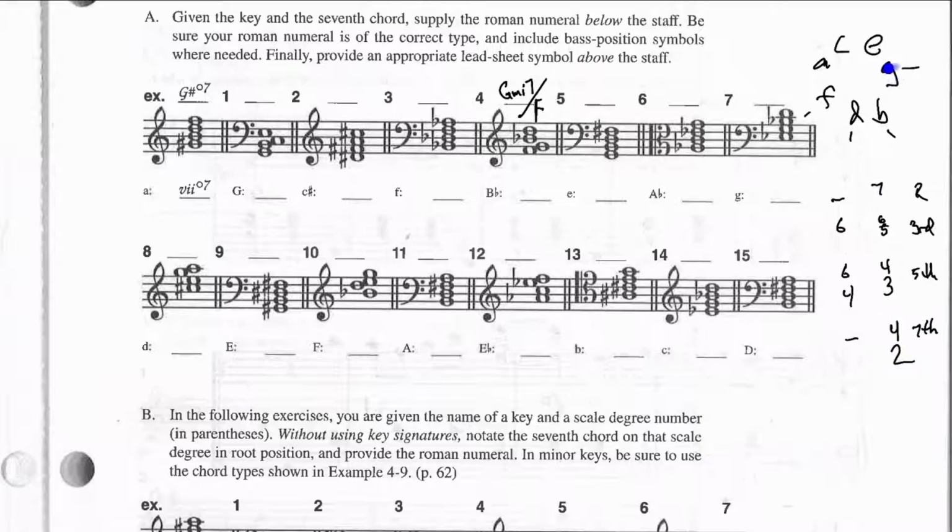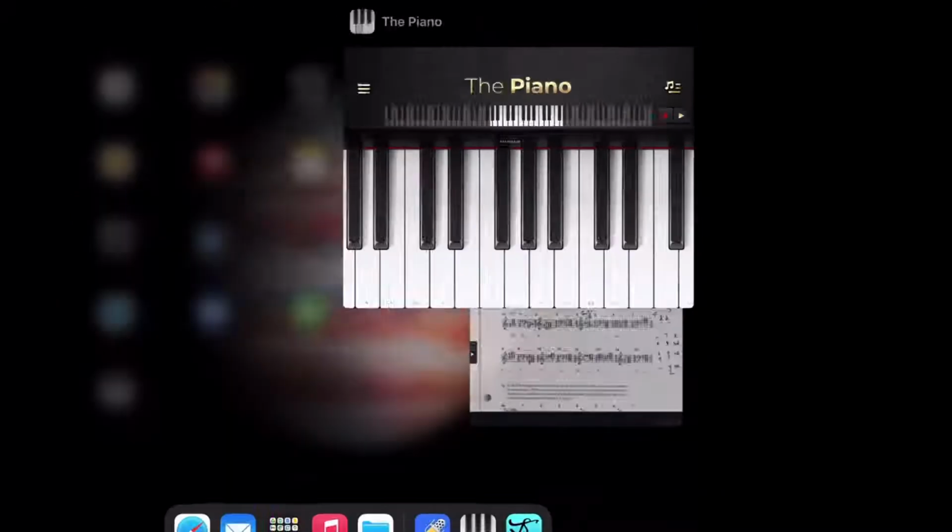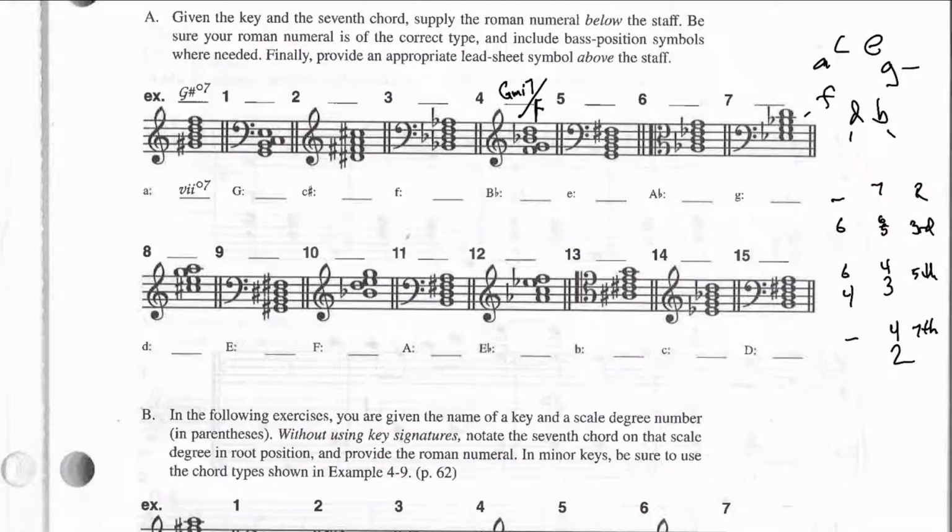Remember, the root gives us the Roman numeral, so if the root is G, I'm in the key of B flat major. I have to figure out what my position is in the scale. 1, 2, 3, 4, 5, 6 in the key of B flat major. So that's how to determine the Roman numeral: I find its position in the key we're in. We're in the key of B flat. I counted up to 6 and found a G. So now I know that this is a minor 6 chord. The F is in the bass. That's the 7th. So we know it's a 4-2.